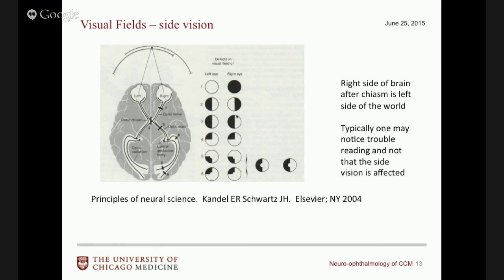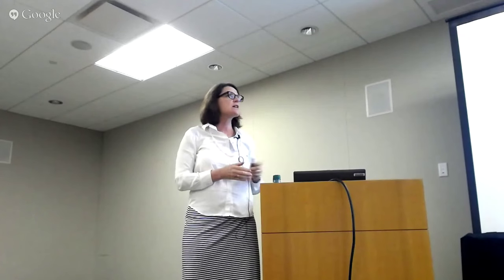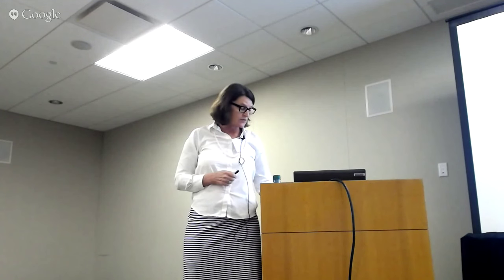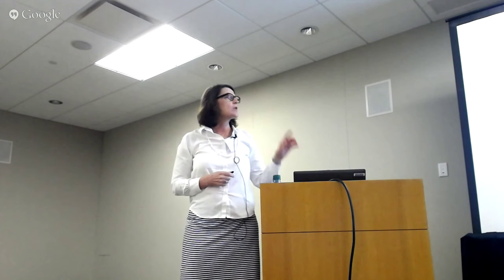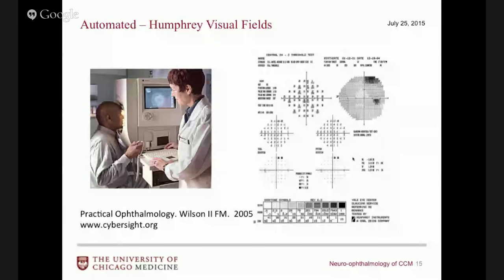So we can check visual fields simply in the office by counting fingers. You ask how many fingers, 1, 2, 5, and you draw up 4 quadrants just in a simplistic way. Sometimes you will find things with that, there's no question. But often if they're more subtle, you need to do an automated test. I don't know if any of you have had this, or known somebody that's had it. Most people hate taking it, but it gives really valuable information. It gives us a baseline, and then it allows us to follow as well.